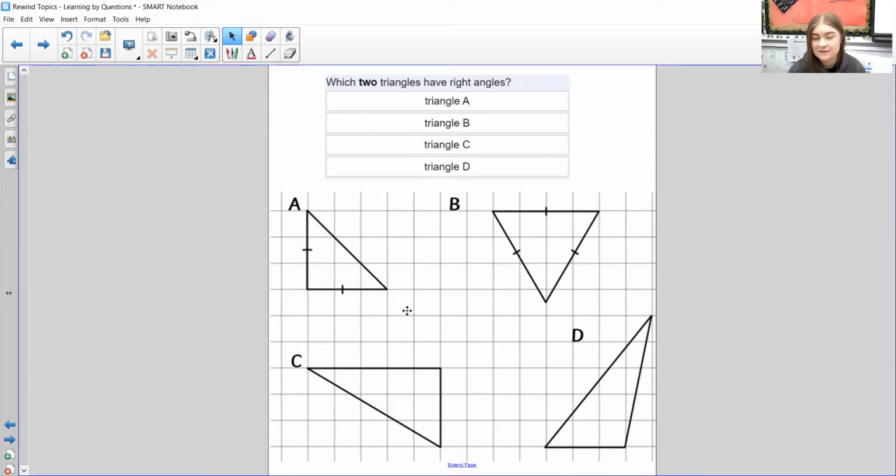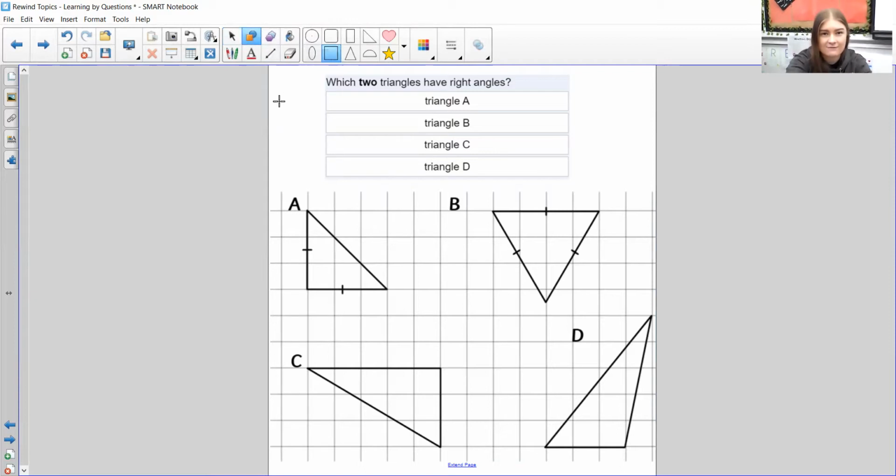So shape A has got a right angle. And if I just draw the little shape that we have when we've got a right angle. It's probably a bit small, okay, looks all right. So A has a right angle, and so does C in that top corner there. So A and C have a right angle.